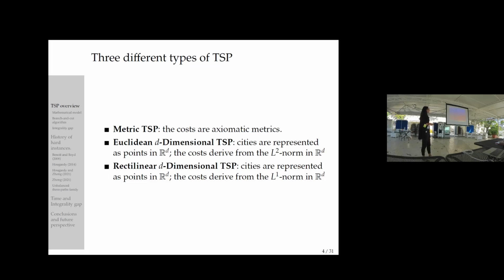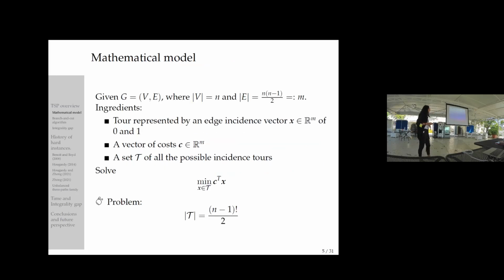In terms of metric TSP, so as I said, TSP instances where the costs are axiomatic metrics, we have three different types. We have the metric TSP, in which the costs are just axiomatic metrics. We have the Euclidean d-dimensional TSP, which are metric TSP, but the nodes are coordinates in R^2 or R^d. And the rectilinear d-dimensional TSP, in which cities are still coordinates in R^d, but the costs derive from the L1 norm. So Euclidean is the L2 norm, rectilinear is the L1 norm, metric TSP is any distance you want.